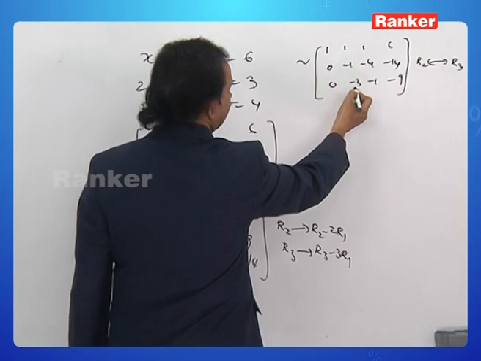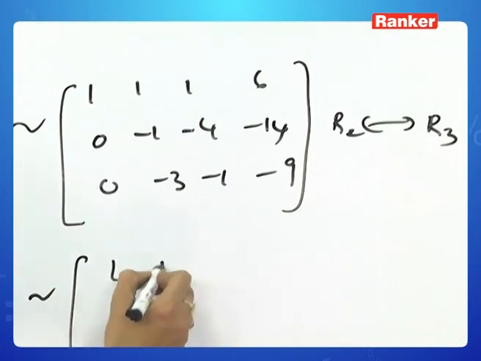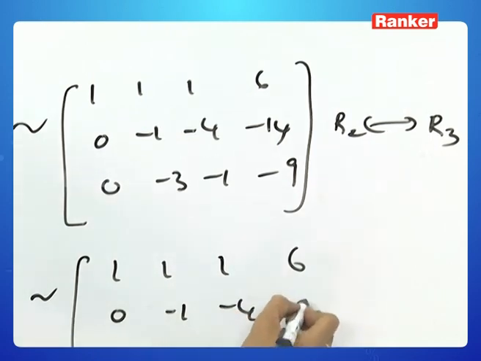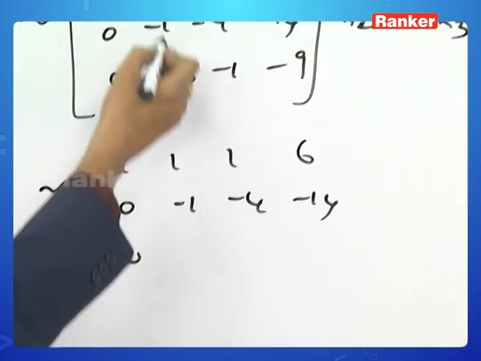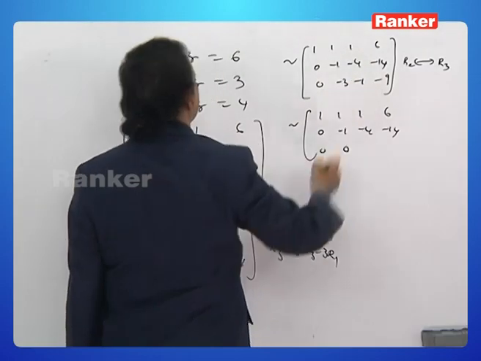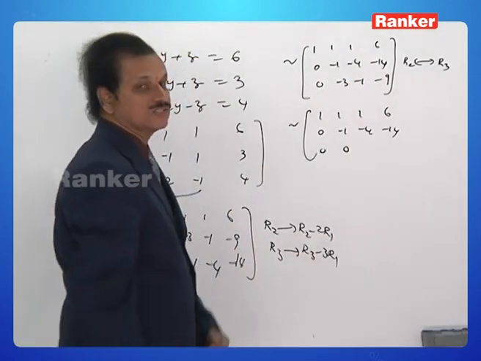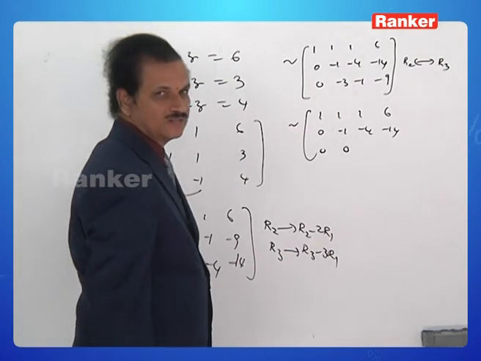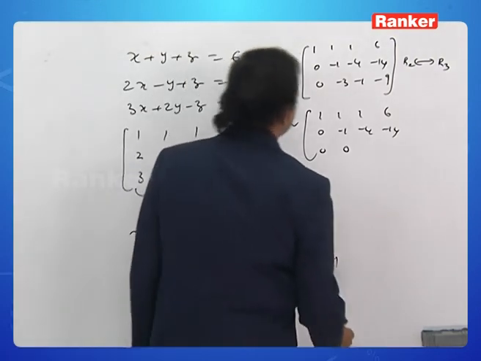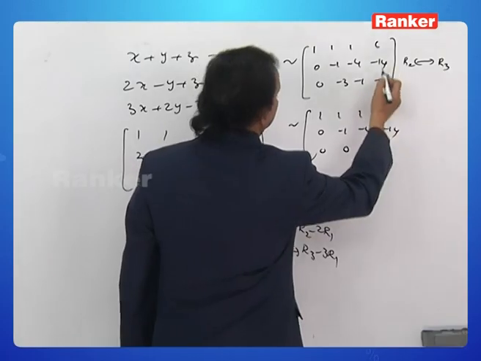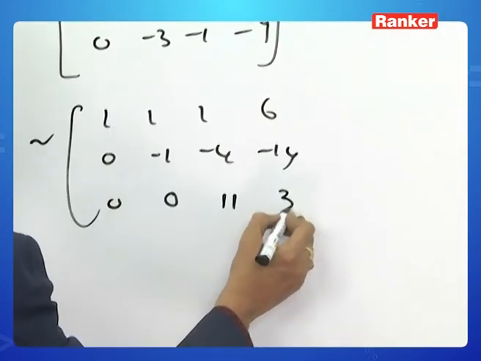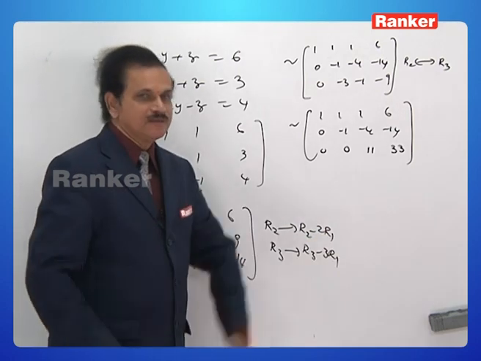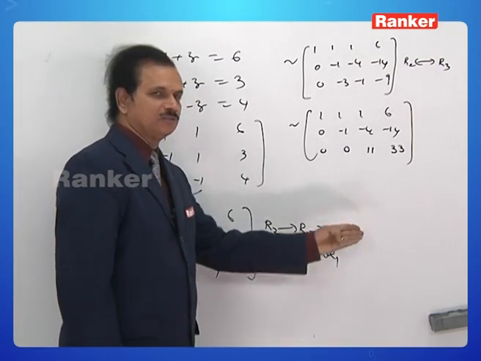Now again, we can make this 0. How? 1, 1, 1, 6. 0, minus 1, minus 4, minus 14. 0, minus 3 minus of minus 3, 0. Minus 1 minus of minus 12, that is 3 times minus 4, so minus 1 plus 12 is 11. Minus 9 minus of minus 42, it is 33. Stop there. Why should you stop there? There are no more entries below the 3rd place.